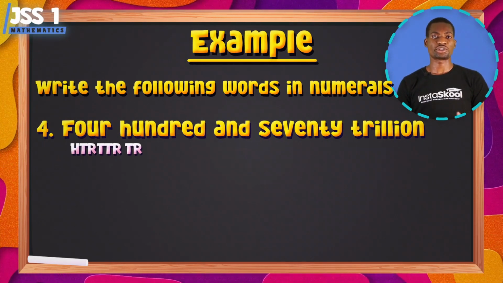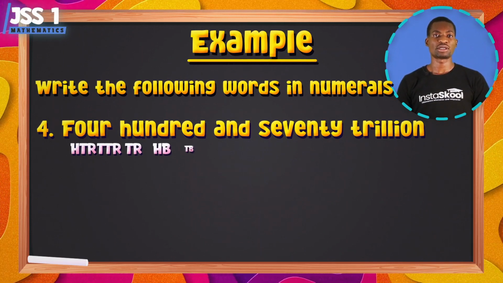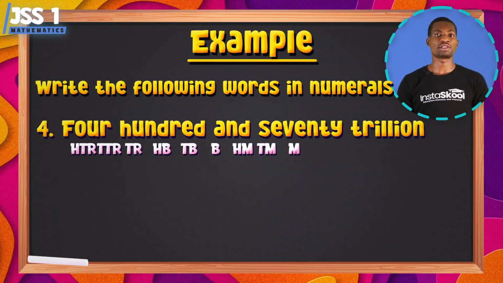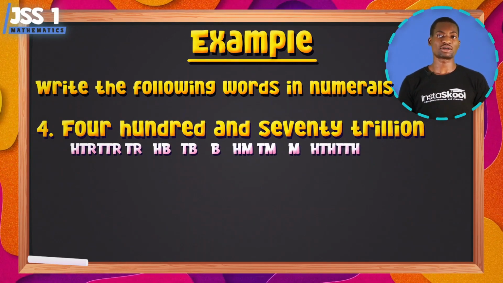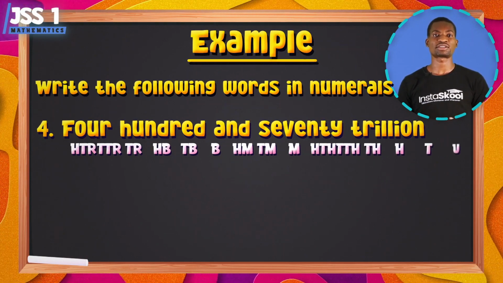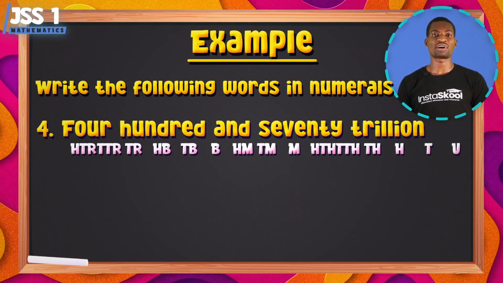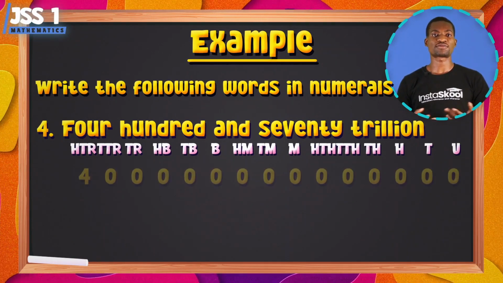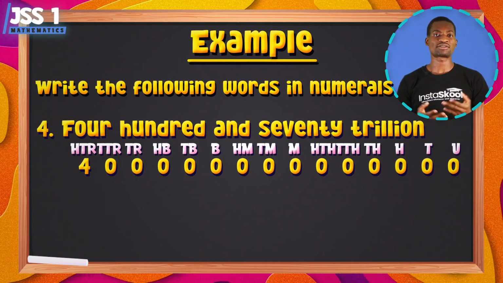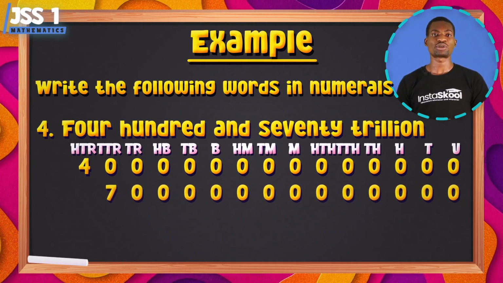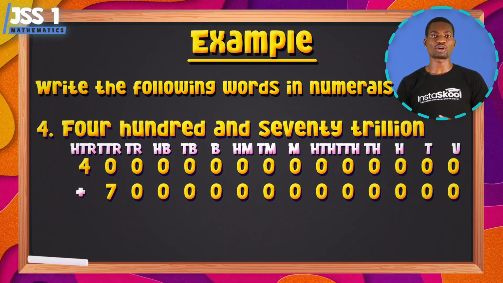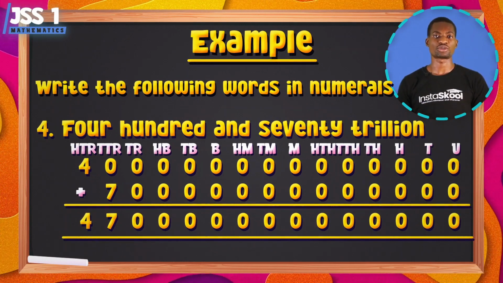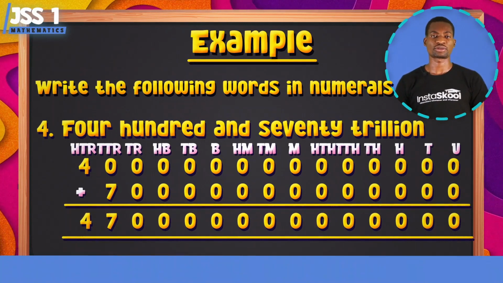We have trillion, 100 billion, 10 billion, billion, 100 million, 10 million, million, 100,000, 10,000, thousand, hundred, tens, and unit. The next step is to separate the numbers into their corresponding place values. We have 400 trillion, that is 4 with 14 zeros. We have 70 trillion, that is 7 with 13 zeros. The third step is to sum them together, and then we arrive at 470 trillion, as you can see displayed on the screen.